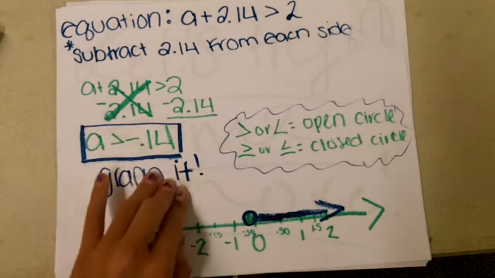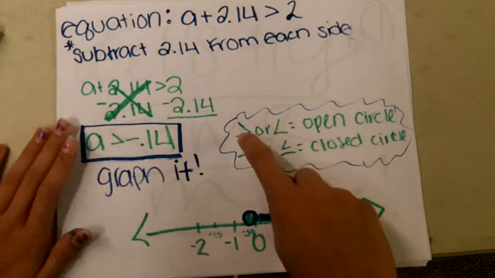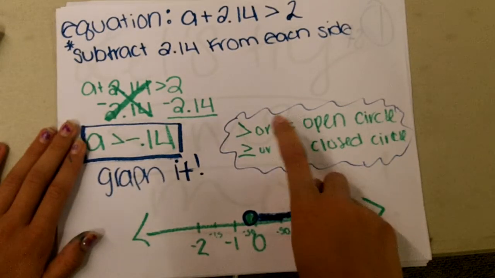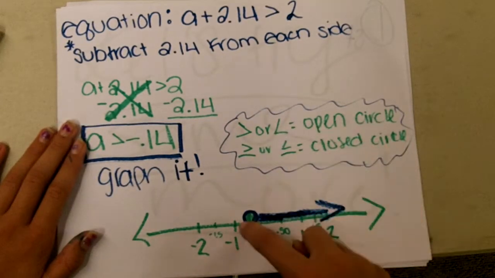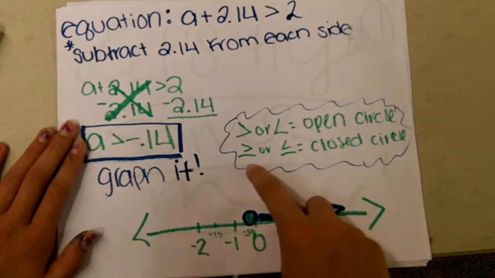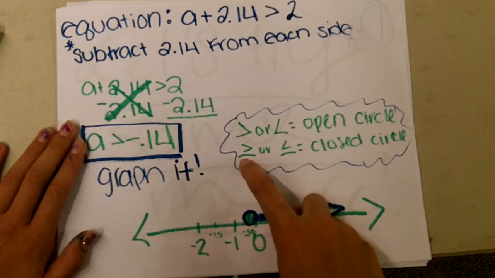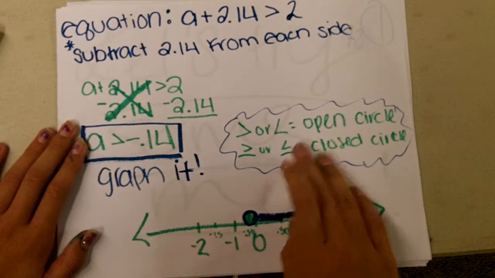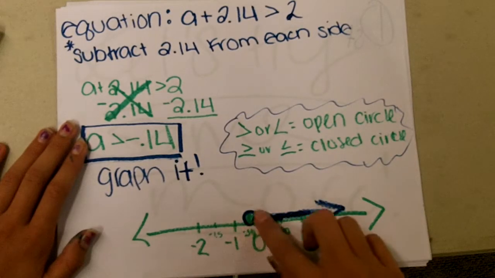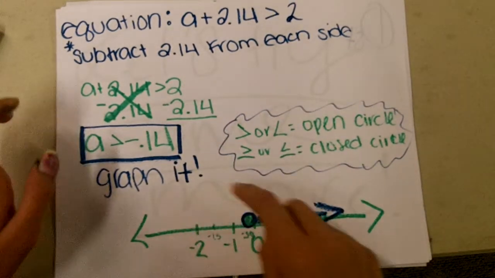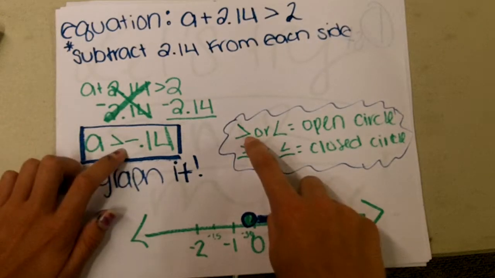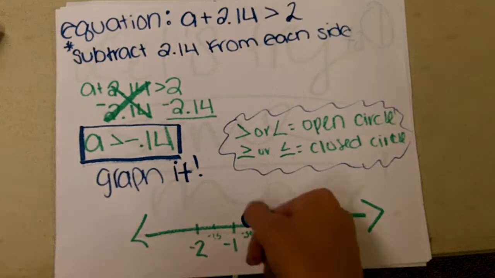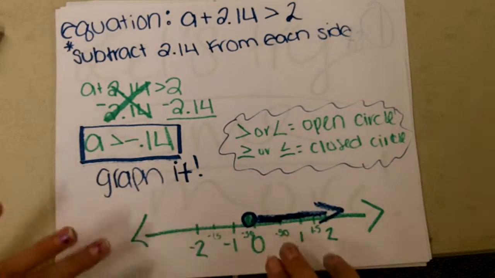Now you have to graph it. And a tip for when you're graphing: with a greater than or less than sign, when you put it down, it's an open circle. A greater than or equal to sign, or less than or equal to sign, when you put it down, it's a closed circle. So in this case, it's a greater than sign, so you put it down as an open circle.